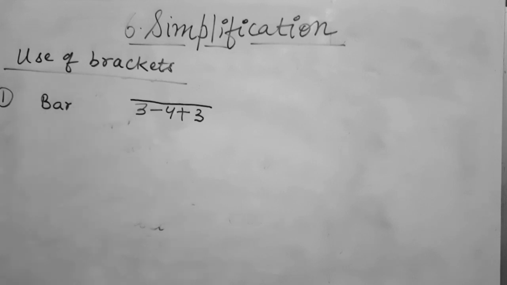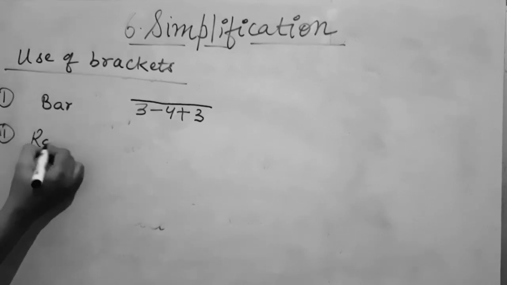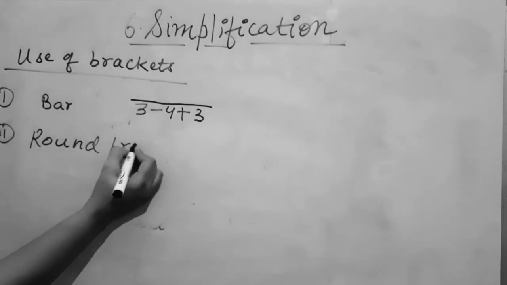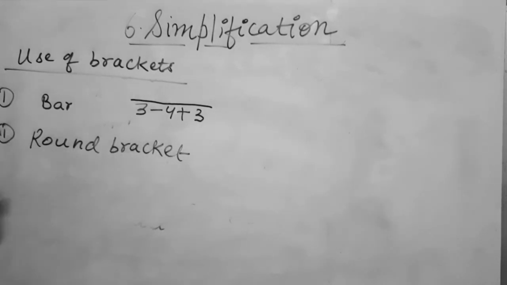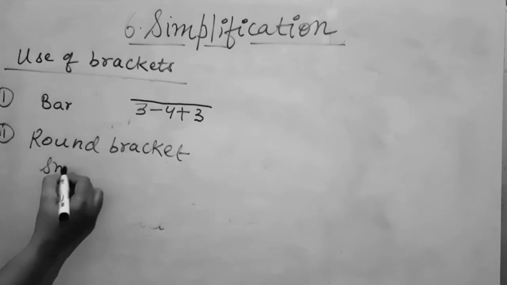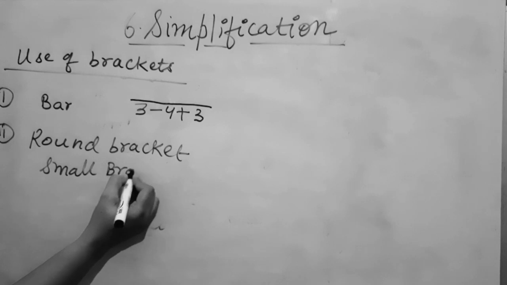पहले आप इसको सॉल्व करेंगे. Now second type of bracket is round bracket. Okay, now what is this round bracket and what it is all about? Round bracket is also called as small bracket. आप इसे small bracket भी बोलते हैं.